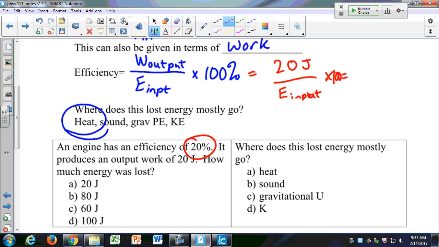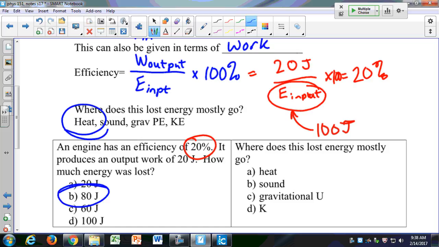Times 100 is 20%. So if I'm getting 20% efficiency, if I get 20 joules out, that means that the energy that I'm inputting must be 100 joules, right? I put in 100, I get out 20, that's 20%. 20 out of 100 is 20%. So if I'm putting in 100 joules, then that means that I'm losing 80% of the energy that I'm putting in, or 80 joules. 100 minus 20 equals 80.